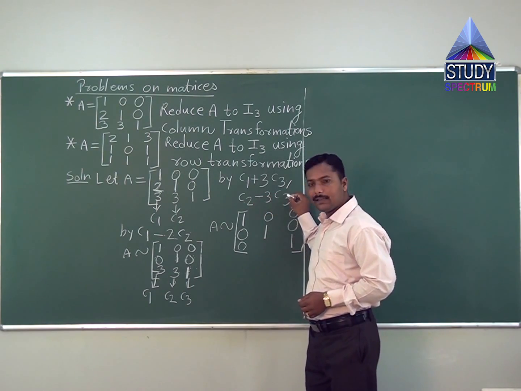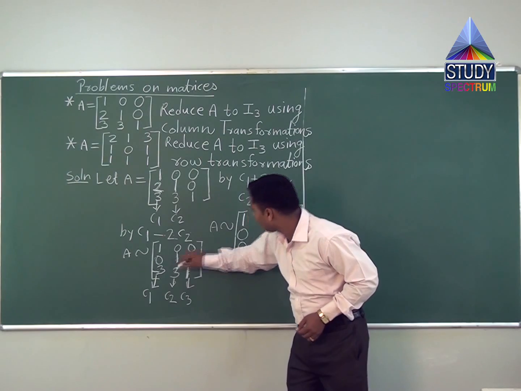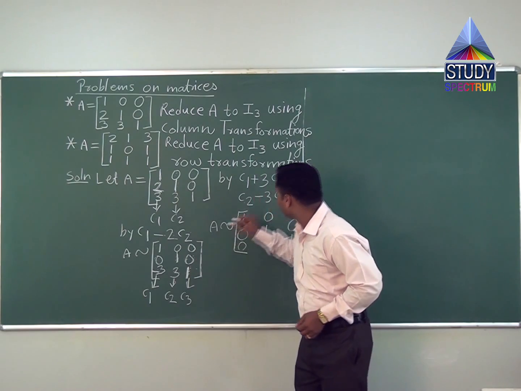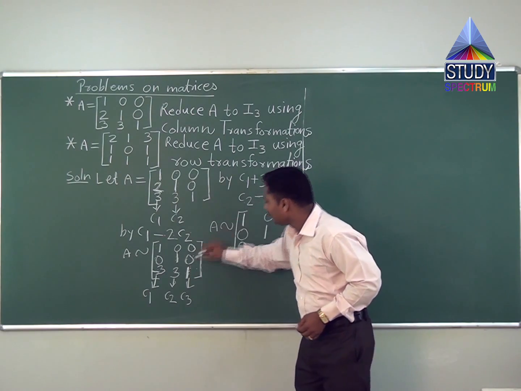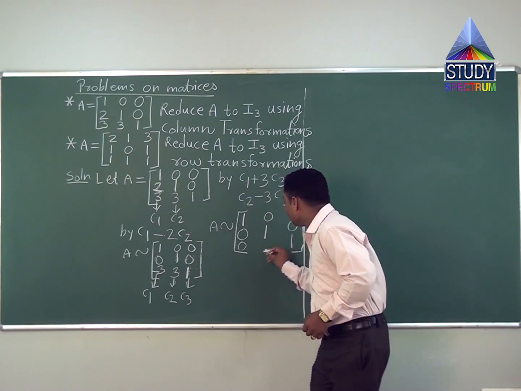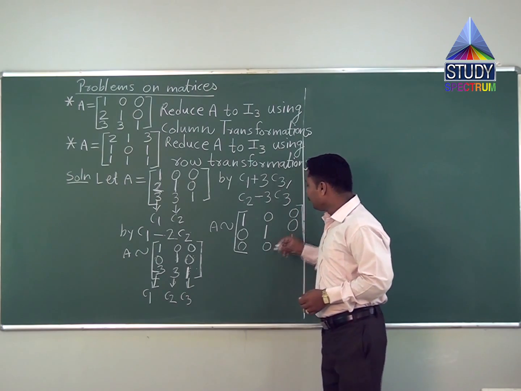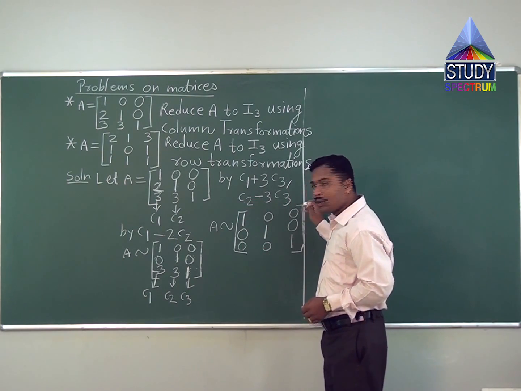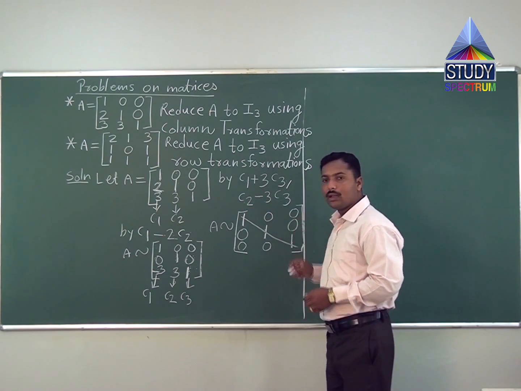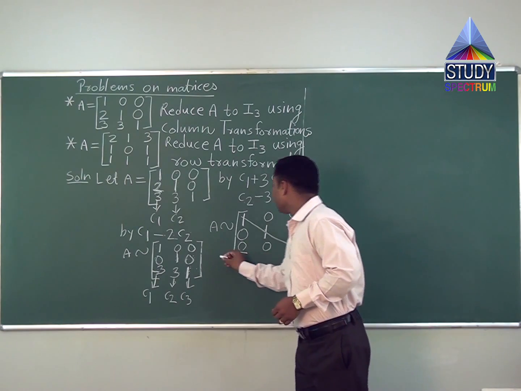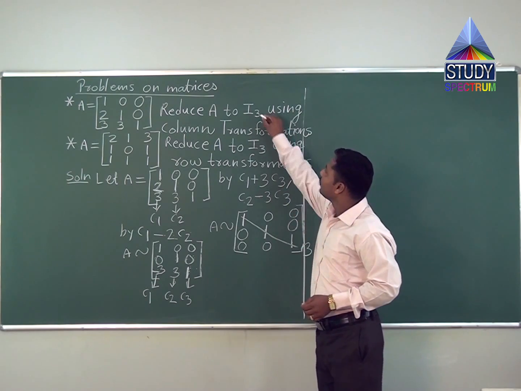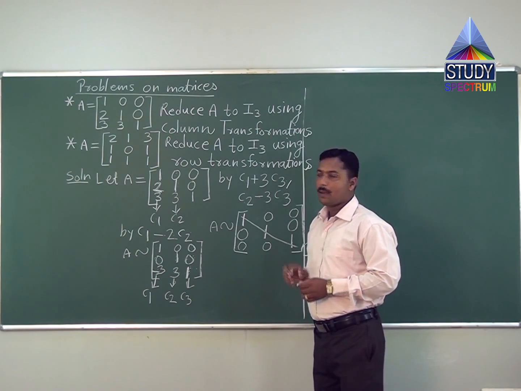Then C2 minus 3 C3: 3 minus 3 into the last number of the third column, 3 into 1, is 3 minus 3, which is 0. In this manner this is a diagonal matrix having diagonal numbers only 1, 1, 1, and we make this A an I3, the 3 by 3 identity matrix.